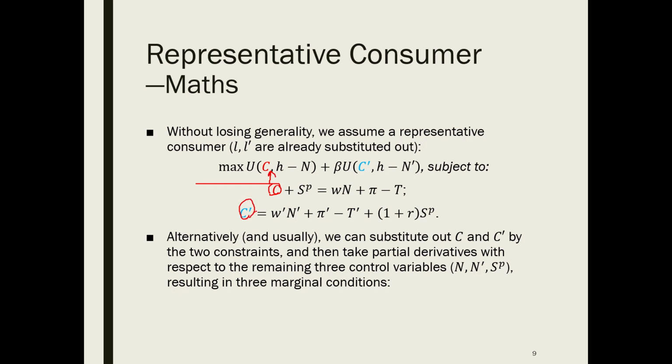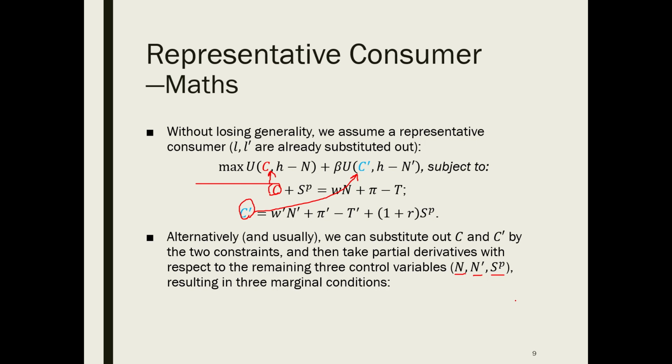If we substitute C and C prime out, then we have only three control variables left in the optimization problem. They are labor supply in the current period, N, labor supply in the next period, N prime, and private savings, SP. If you take derivative of the new objective function after substitution with respect to the three control variables and equate the derivatives to 0, we will have the optimization conditions for the representative consumer.